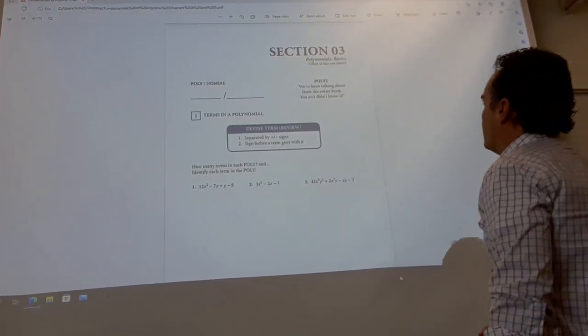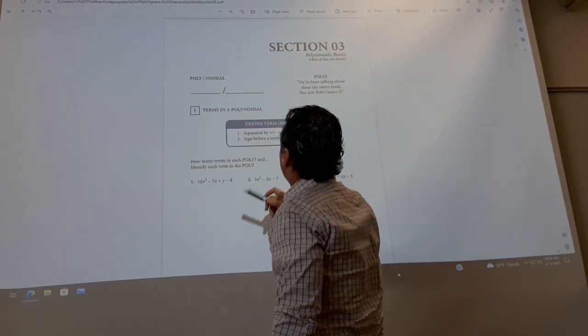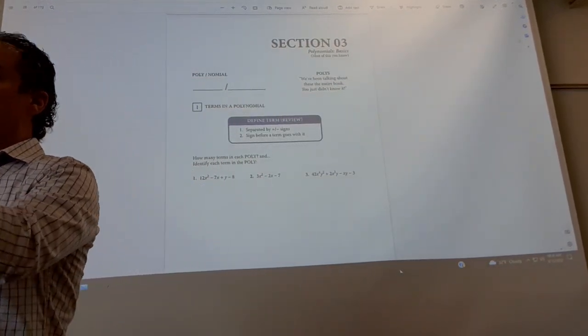Look up here, please. Right here says polynomials basics. Says most of this you know. Notice it doesn't say most of you know this.